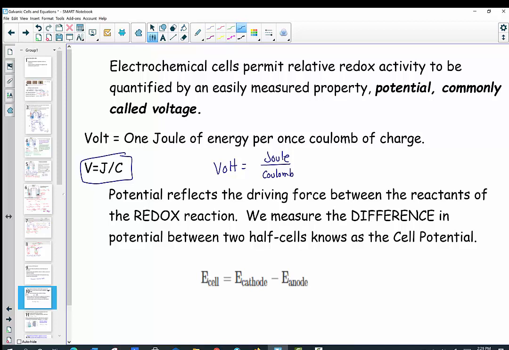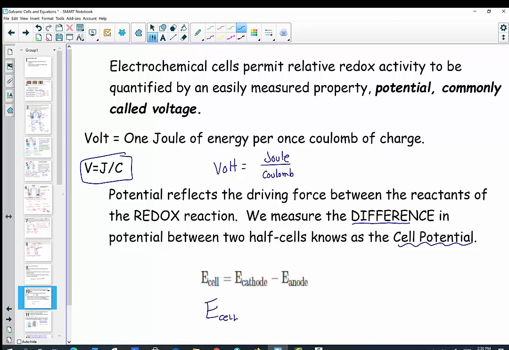On this slide, I'm really understanding what potential means. Potential between two half cells is the difference in voltage generating a current. And that potential reflects a driving force between the reactants of our redox. We measure a difference from one side to the other side in these two half cells, and call it cell potential. The E cell, this is the voltage of a cell.